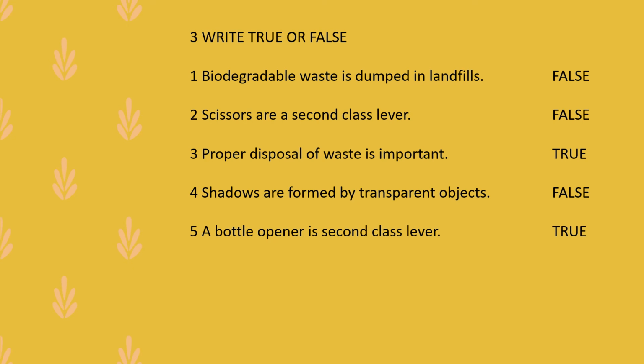Fifth: A bottle opener is a second class lever. Yes, children, this sentence is correct. It's true. A bottle opener is a second class lever, as in a bottle opener the load is between the fulcrum and the effort.